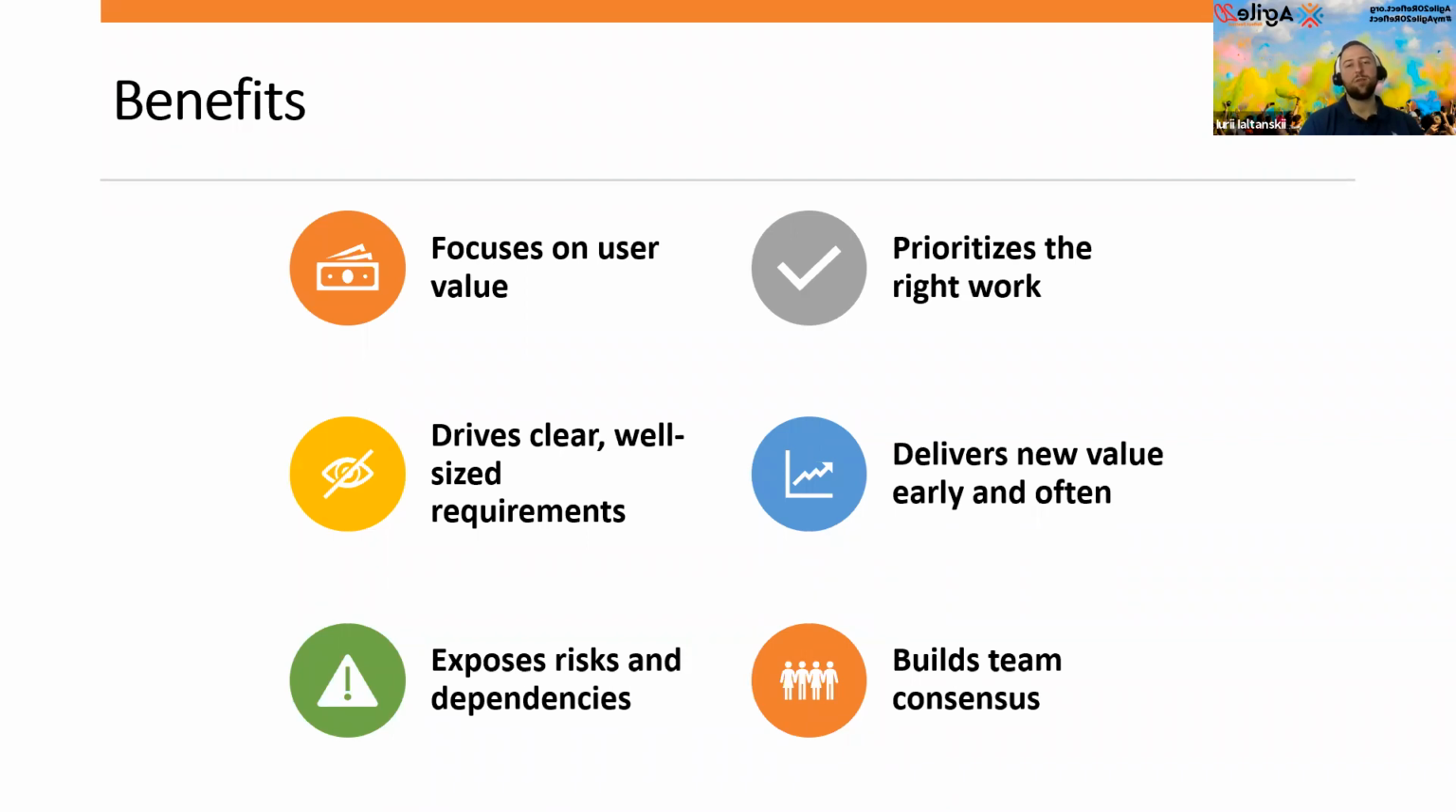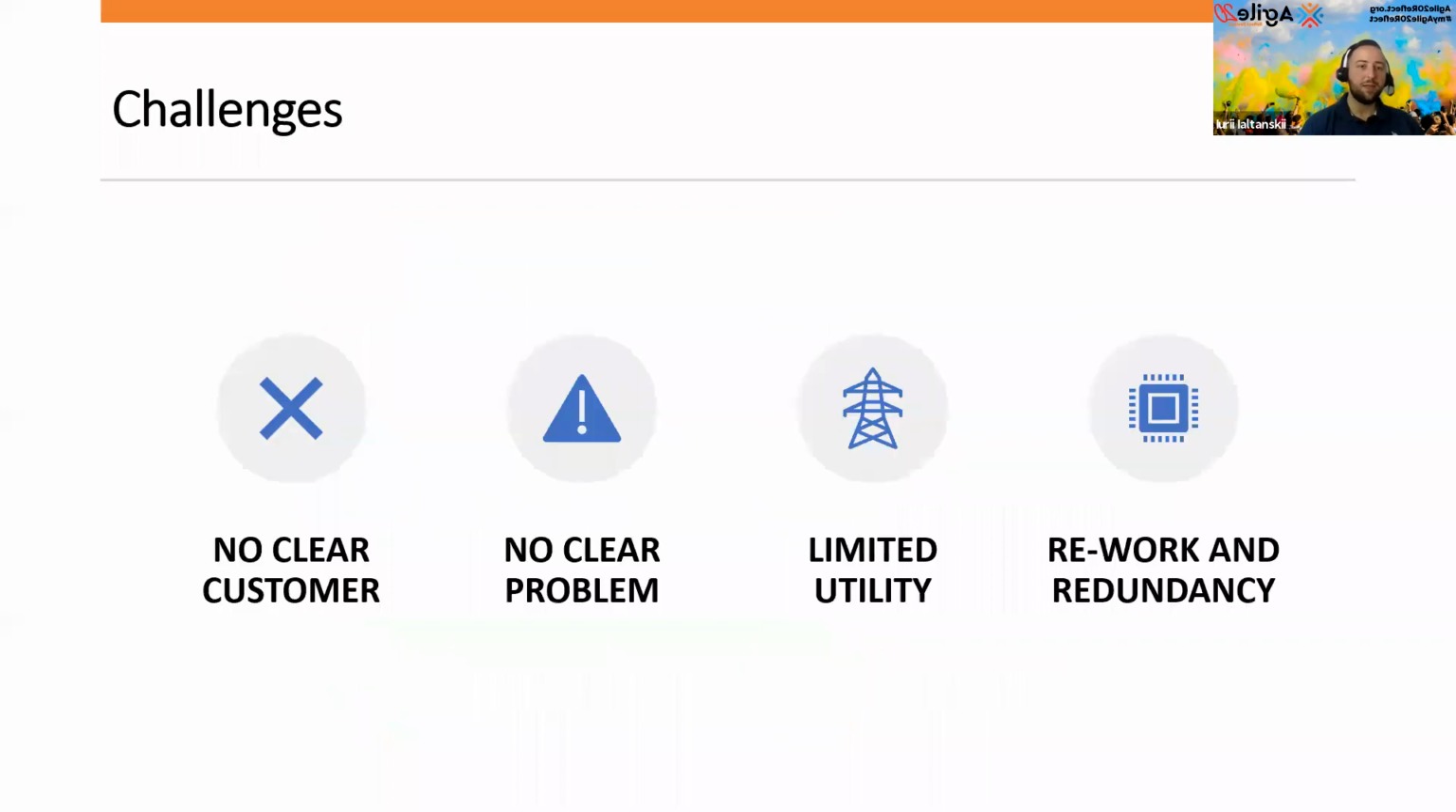And all of this will allow us to build team consensus. So what are the challenges when we work with story mapping? No clear customer. This is very important, because if we don't have some particular stakeholders participating, sometimes it could be just for the department. So the product is for the department.